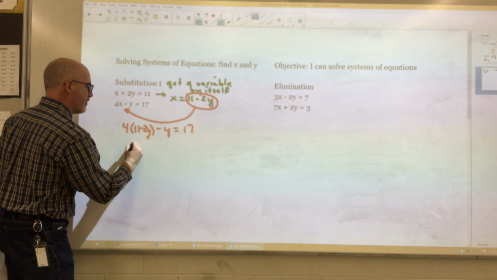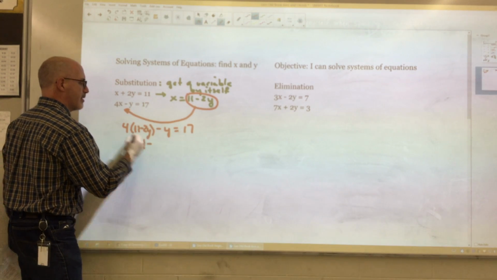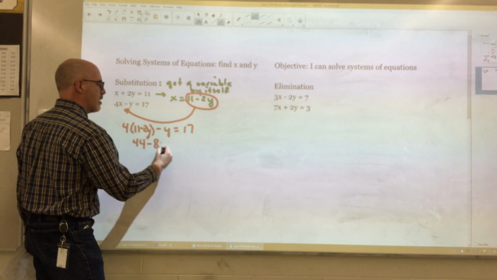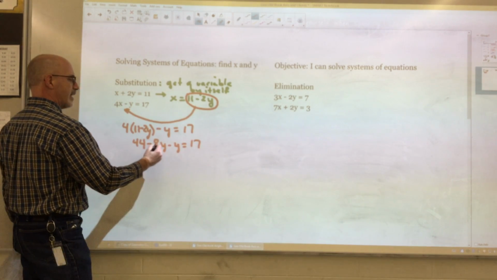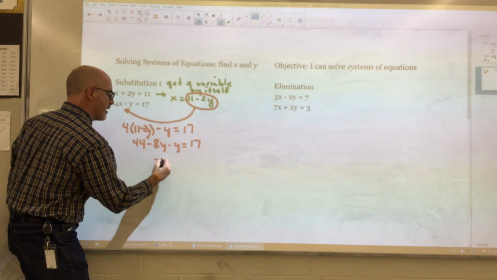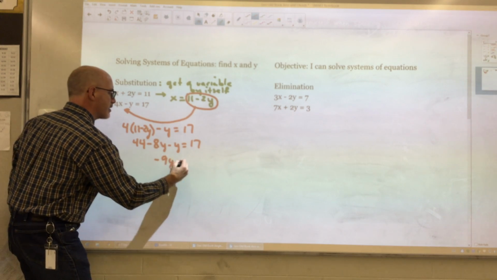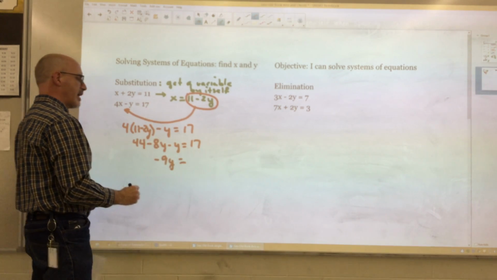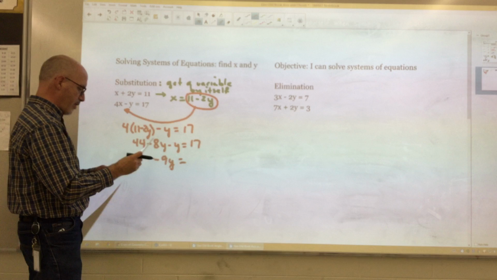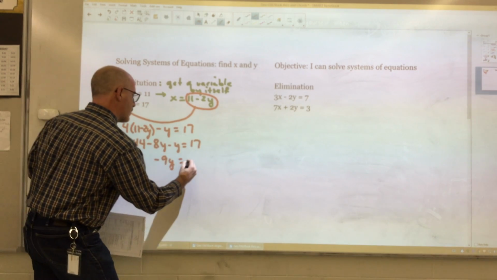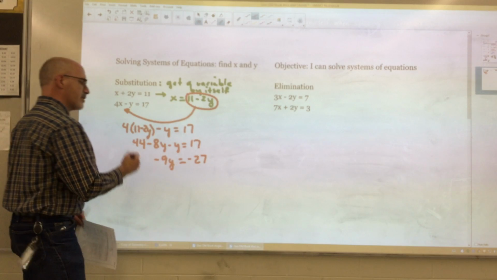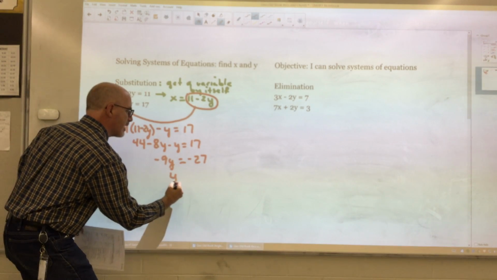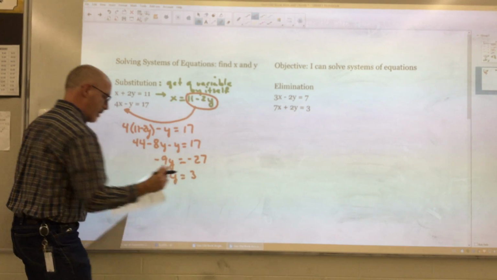So 4 times 11 is 44. 4 times 2y is 8y, minus y equals 17. Negative 8y minus y is negative 9y. I'm going to subtract 44 from both sides. 17 minus 44 gives me a negative 27. Divide by negative 9 on both sides, and you get y equal to 3.